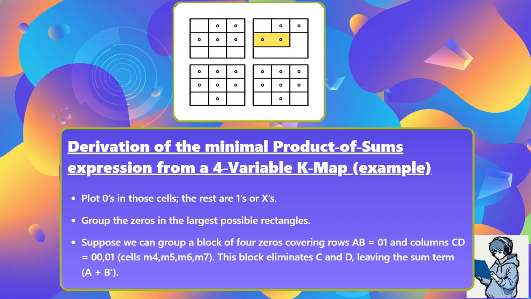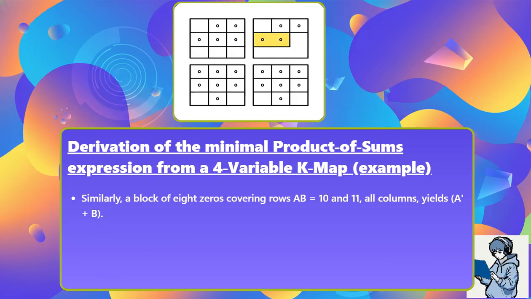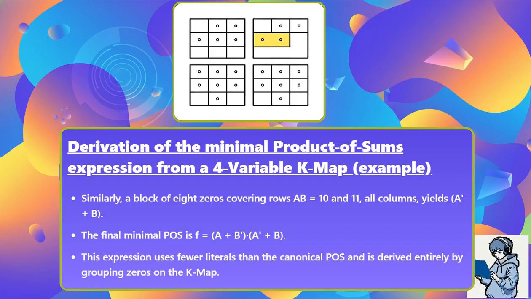Suppose we can group a block of 4 zeros covering rows ab = 01 and columns cd = 00, 01, cells M4, M5, M6, M7. This block eliminates c and d, leaving the sum term a plus b prime. Similarly, a block of 8 zeros covering rows ab = 10 and 11, all columns, yields a prime plus b. The final minimal product of sums is f equals (a plus b prime)(a prime plus b). This expression uses fewer literals than the canonical product of sums and is derived entirely by grouping zeros on the K-map.